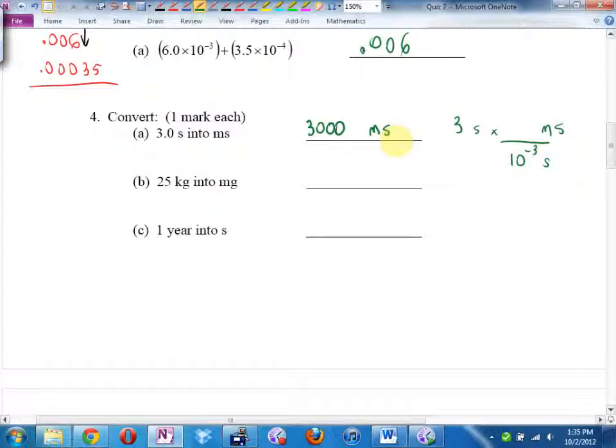25 kilograms into milligrams. This is going to be a two-stepper. It's going to be 25 kilograms. First, I want to get to grams, so I want kilograms to cancel, grams on the top. Kilo is 10 to the third, which always goes next to the prefix. Sorry, not always goes next to the base unit, not to the prefix.